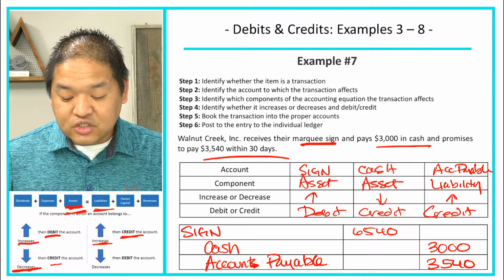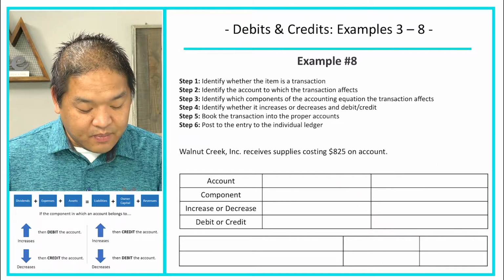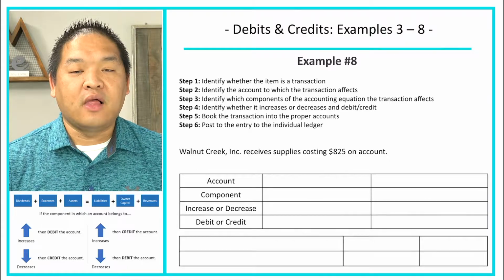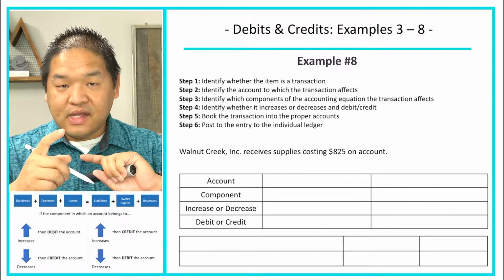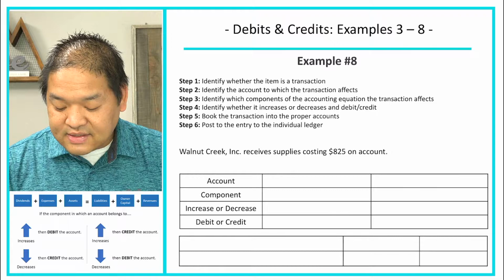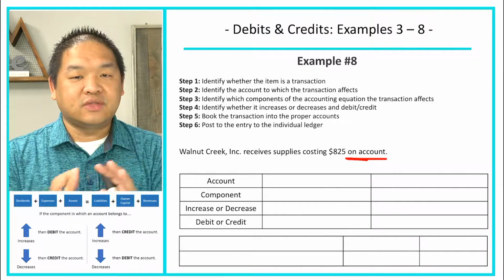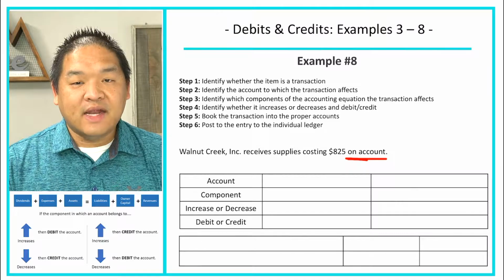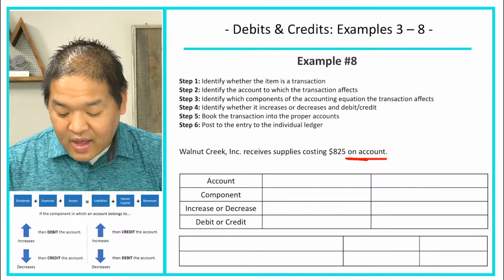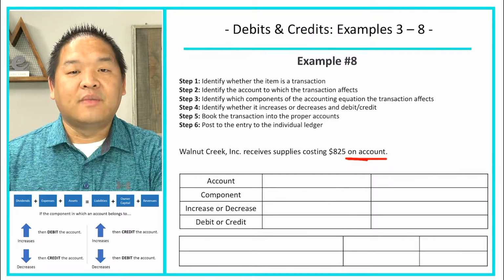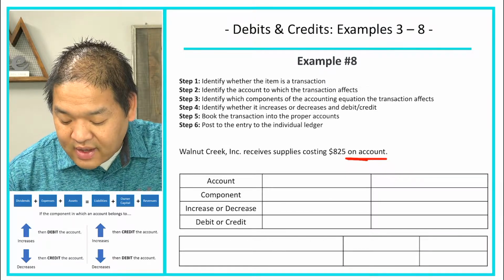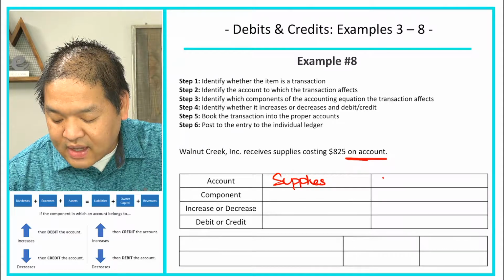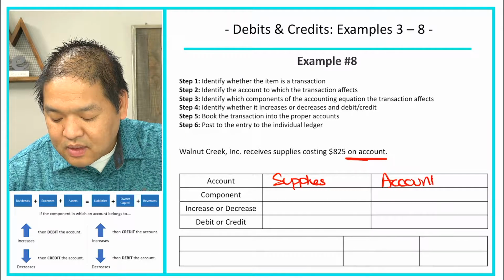All right, moving on to our last example here, example number 8. Walnut Creek receives supplies costing $825. So very simple example here, and they did it on account, which means no cash was exchanged. They bought it on account. So what do they receive? $825 worth of supplies. What do they give up? A promise to pay. So the accounts will be supplies and accounts payable.